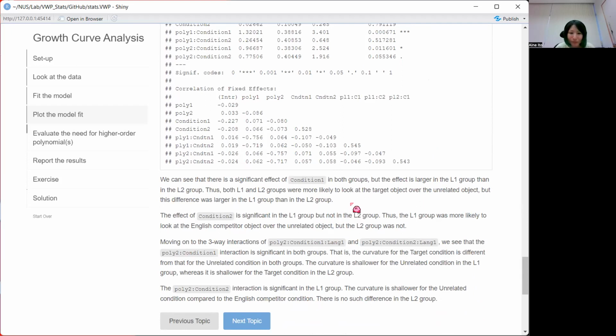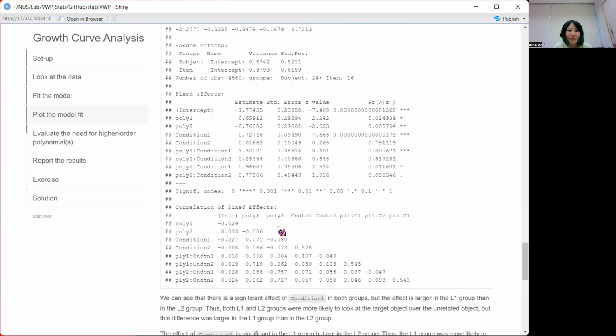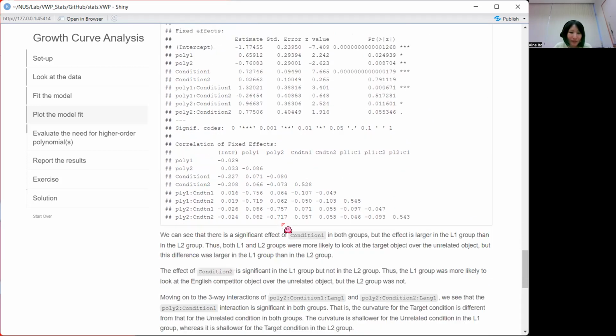Anything else to add? So that was the bit that I explained. Any question about this bit? Did I miss anything?